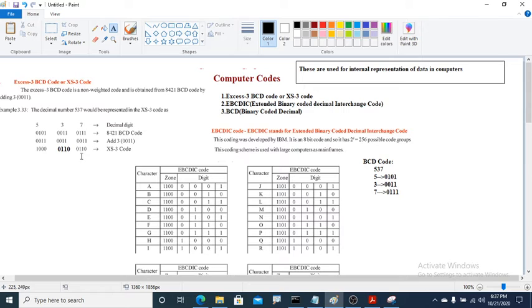Okay, so for 7, all of you know that 1 plus 1 is 10, 1 is a carry. 1 plus 1 plus 1 is 11, the answer is 1, 1 is the carry, and 1 we are placing here. 1 plus 1 is 10.